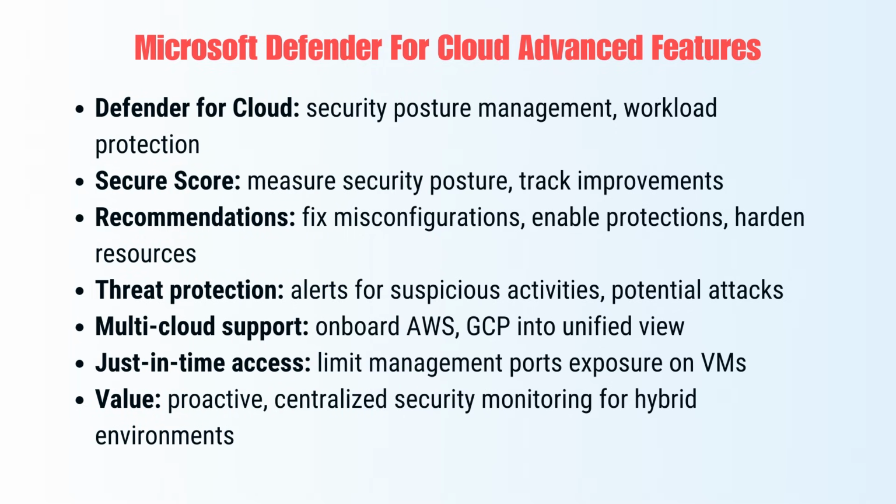Workload protection plans add deeper monitoring for specific resource types, like virtual machines, SQL databases, containers, and storage accounts. For example, you can enable just-in-time VM access, which locks down management ports and only opens them briefly when explicitly requested. Multi-cloud support also allows you to onboard resources from AWS and GCP, giving you a unified view of security posture across different clouds.